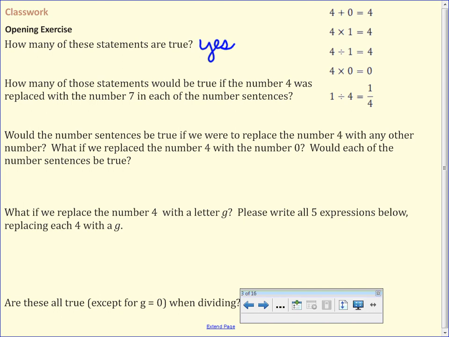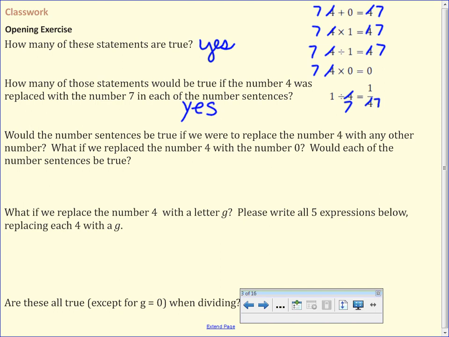How many of these statements would be true if the number 4 was replaced with a 7? 7 plus 0 is 7. 7 times 1 is 7. 7 divided by 1 is 7. 7 times 0 is 0. 1 divided by 7 is 1 over 7. Are they all still true? Yes.